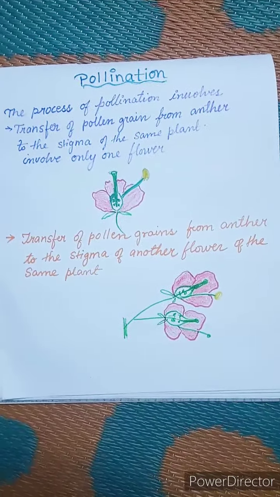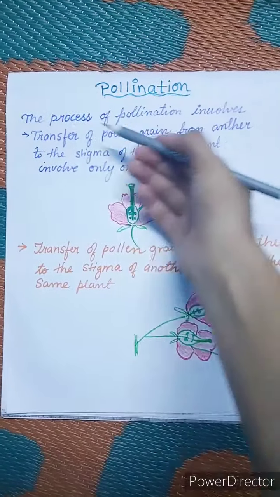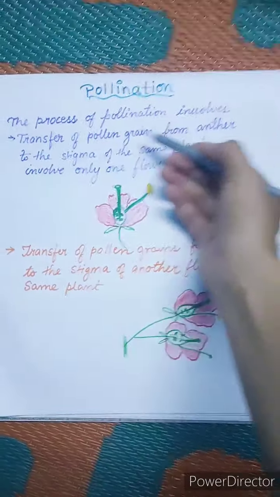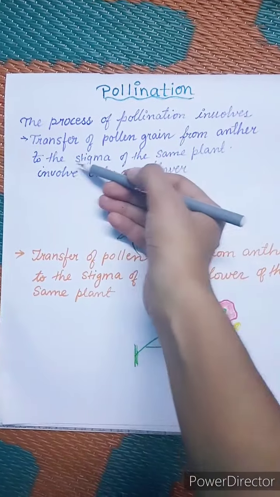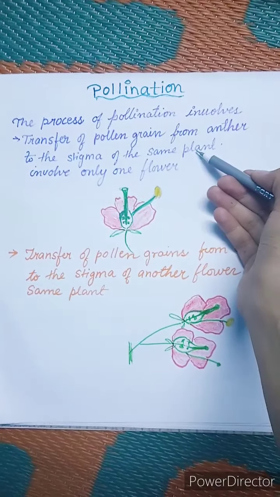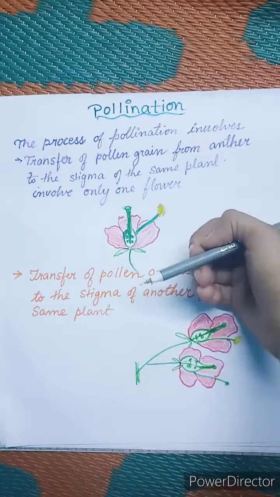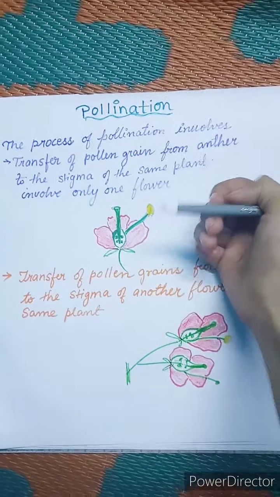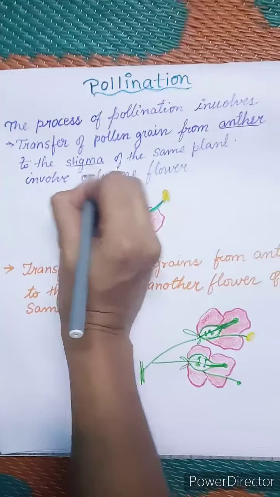Today we are going to study about pollination. So students, pollination is a process which involves transfer of pollen grain from anther to the stigma of the same plant. It means it involves only one flower. So the first thing which you have to know is the anther and then the stigma.